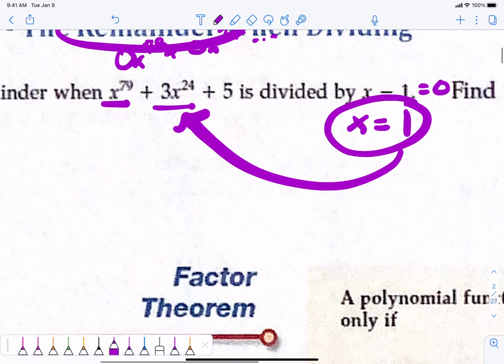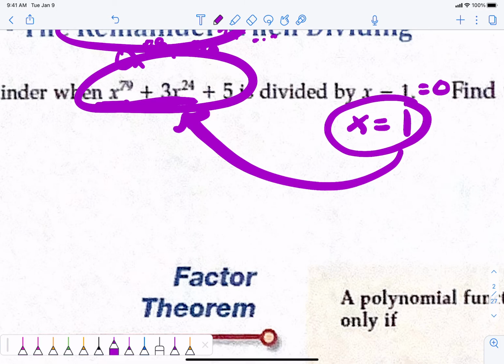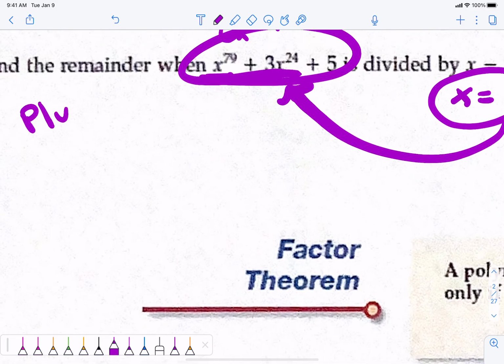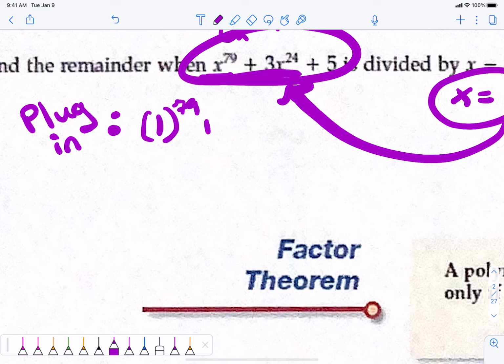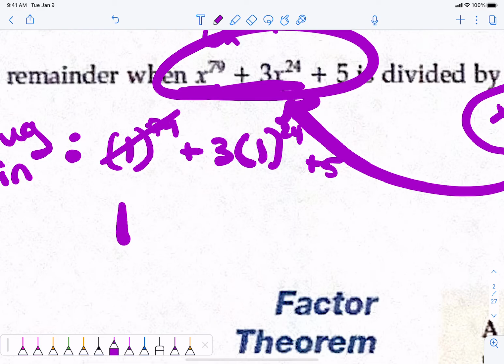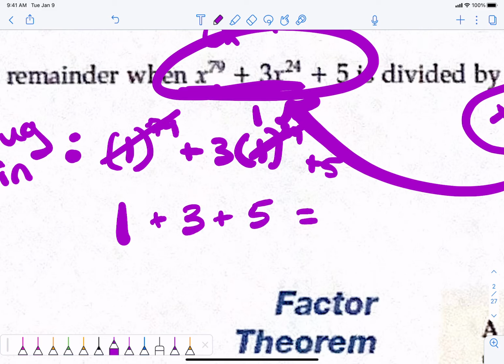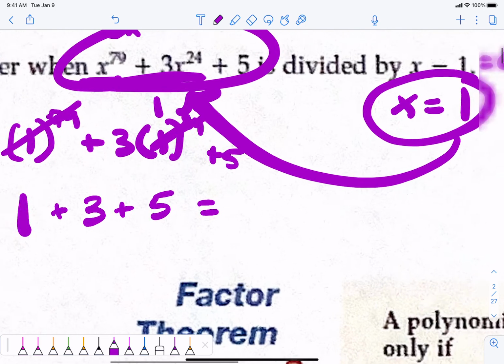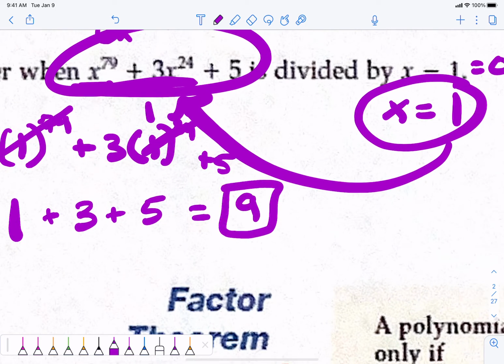You're plugging positive 1 into here, right, for the x's, okay? So I'm going to plug in 1 to the 79th power plus 3 times 1 to the 24th power plus 5. Okay? What's 1 to the 79th power? 1. What's 1 to the 24th power? 1. 1 times 3 is 3. 3 plus 5. If I would divide this whole thing out, the remainder would be 8. That's what my remainder would be.